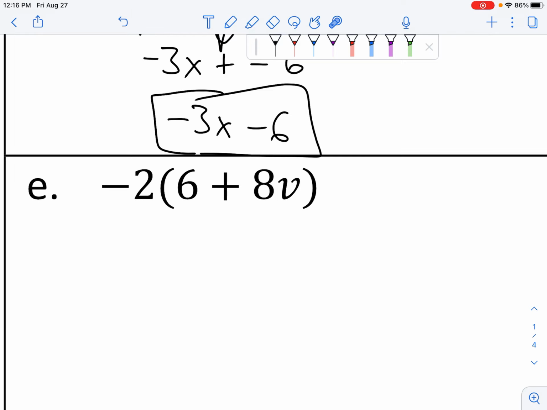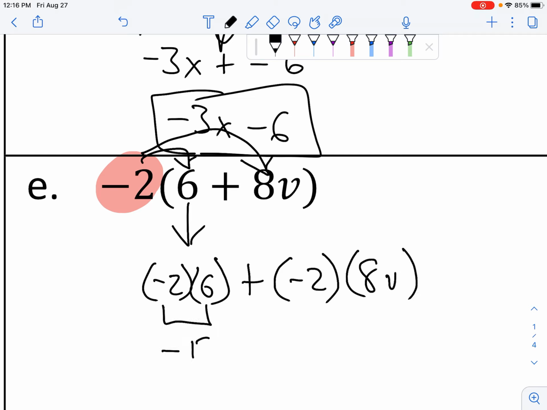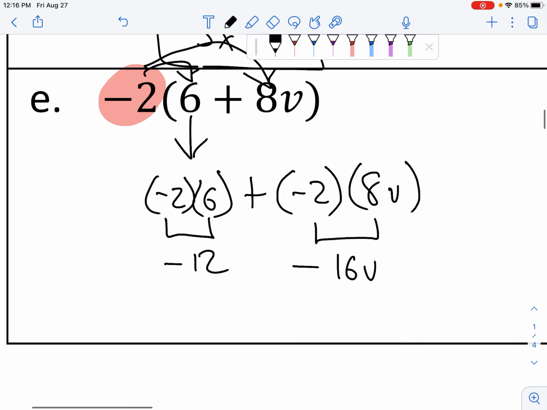All right, we have a negative 2 multiplying in times 6. So we're saying negative 2 times 6 plus a negative 2 times 8v. These would multiply to make negative 12. These would multiply to make negative 16v. So that would be our simplest answer there. Negative 12 minus 16v.